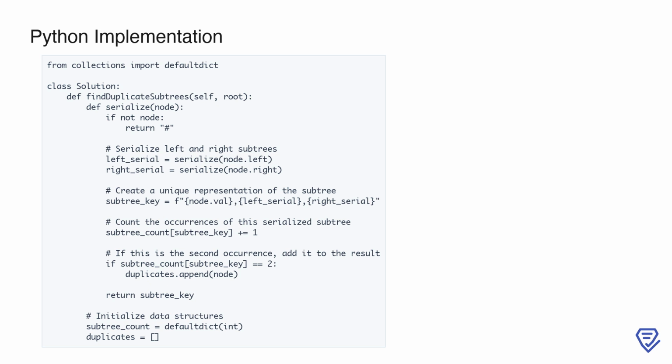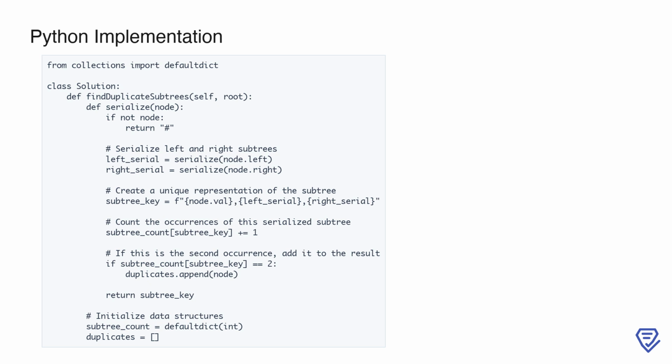Now, if the current node is null, we simply return the string hashtag, which acts as a marker for null nodes. Otherwise, we recursively serialize the left and right subtrees. Once both are serialized, we create a unique representation of the current subtree by combining the value of the node with its left and right subtree serializations, separated by commas. This unique string acts as the key for identifying duplicate subtrees.